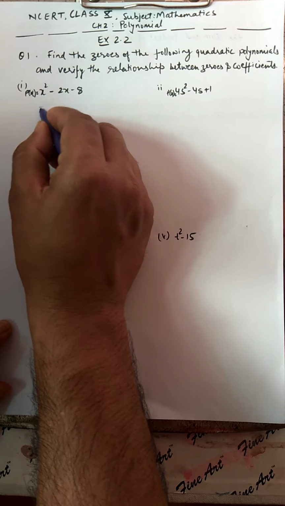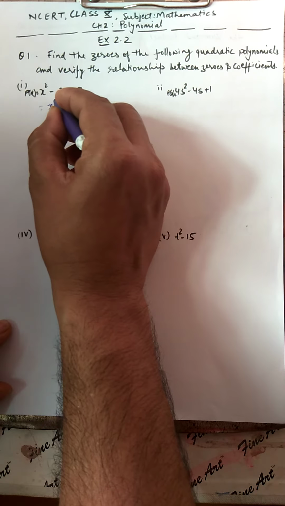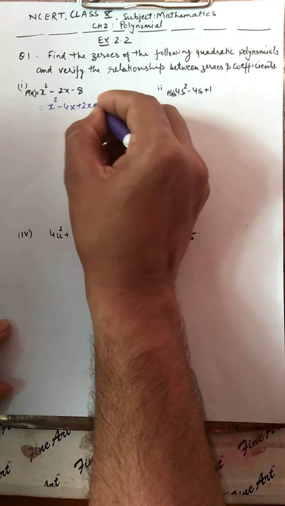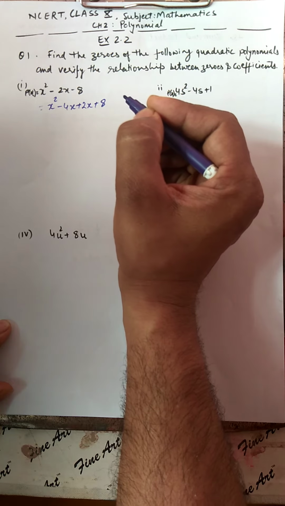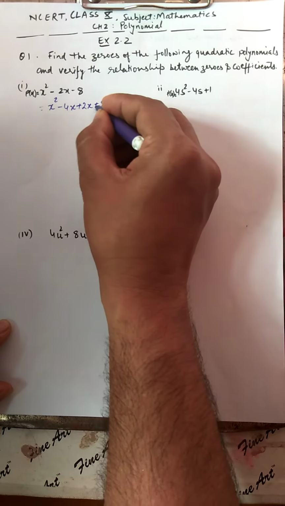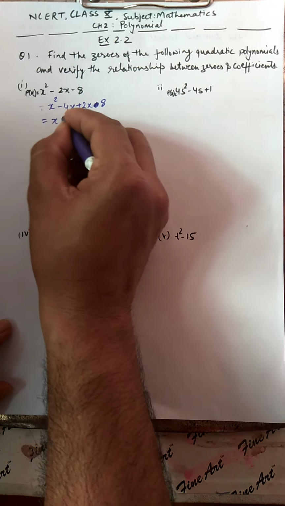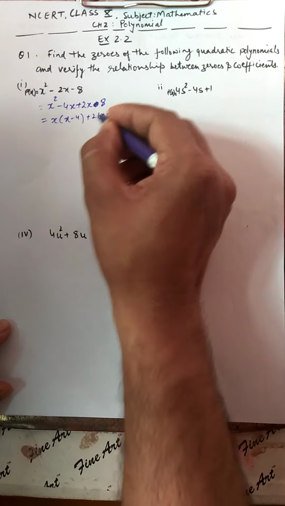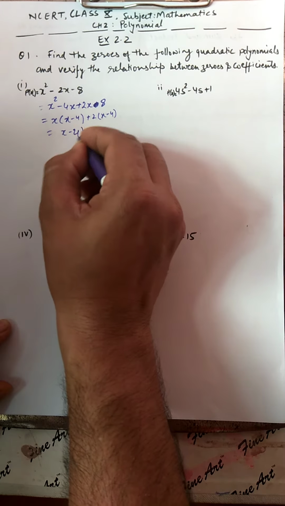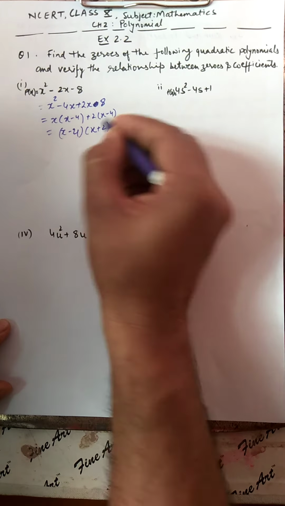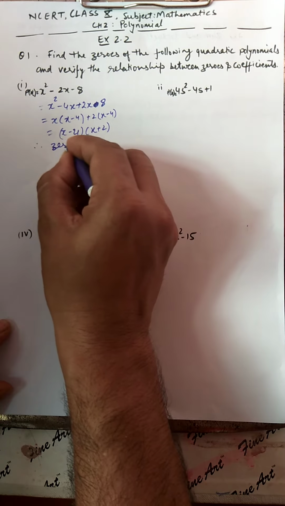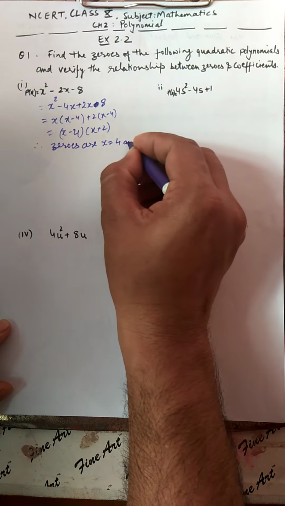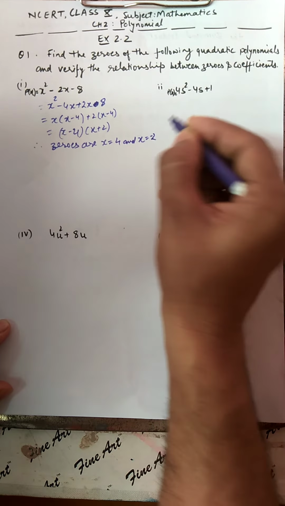You can factorize this by middle term split. This is minus 4x plus 2x, minus 8. Take x common, so this will be x minus 4. From here you take 2 common, then x minus 4, so this is (x minus 4)(x plus 2). So therefore the zeros are x equal to 4 and x equal to minus 2.